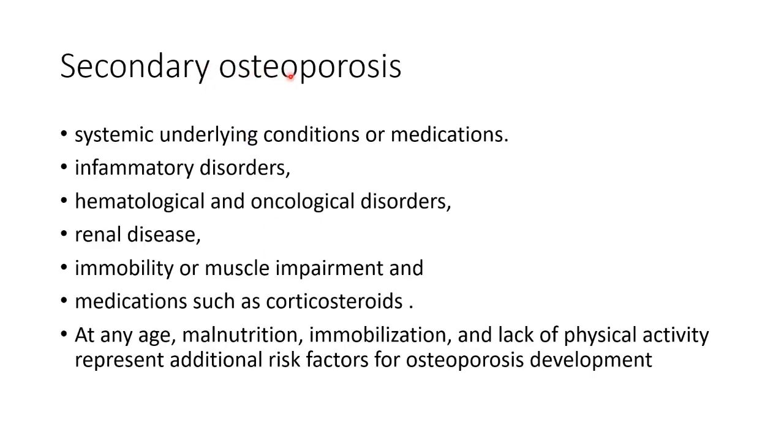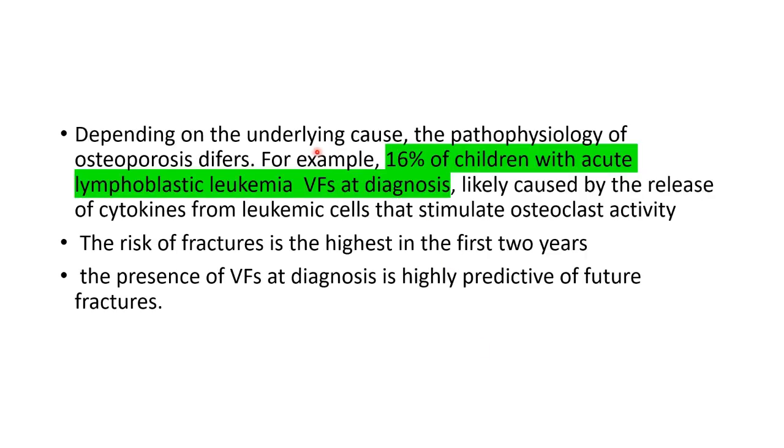What are the causes of secondary osteoporosis? We have to rule out systemic underlying conditions or medications: inflammatory disorders, hematological or oncological disorders, renal disease, immobility or muscle impairment, and medications such as corticosteroids. Other causes like malnutrition, immobilization, and lack of physical activity represent additional risk factors for the development of osteoporosis. Depending on the underlying cause, the pathophysiology of osteoporosis differs.